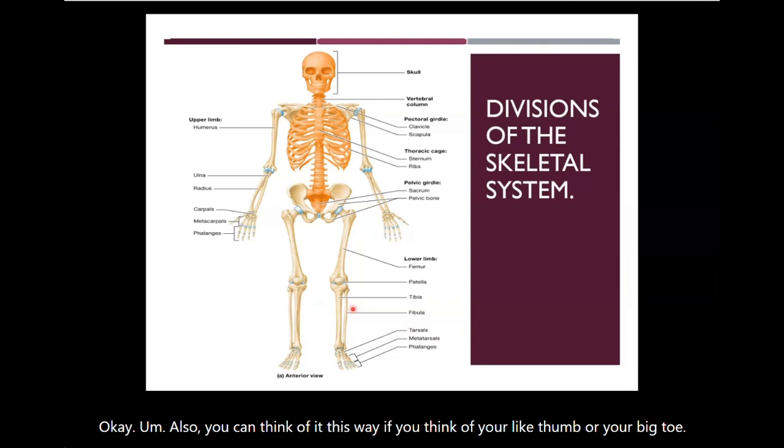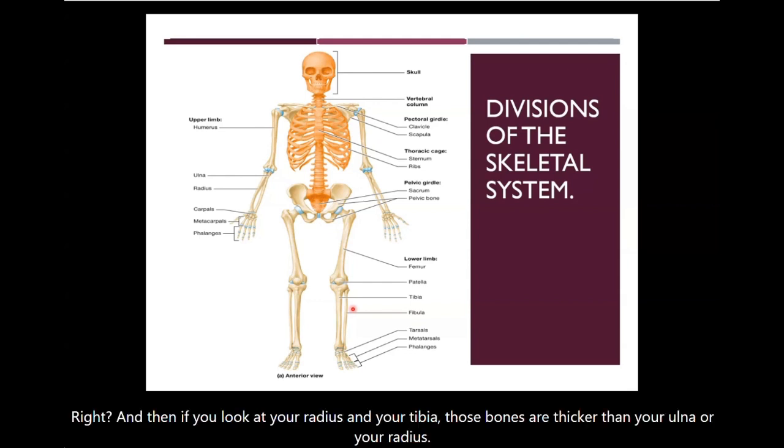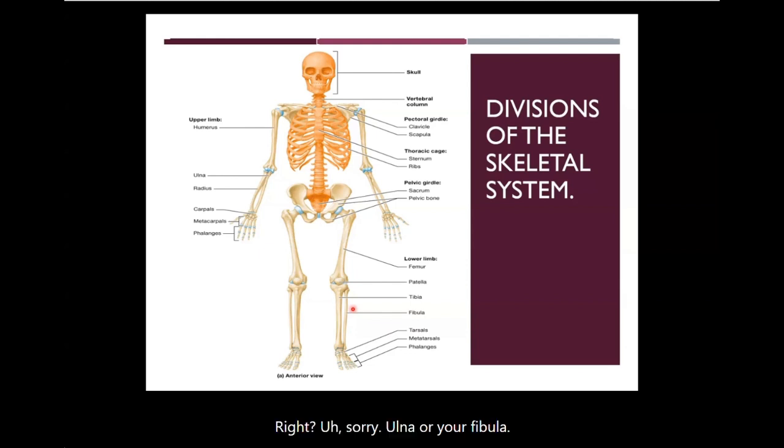Also, you can think of it this way. Your thumb and your big toe are thicker than your other fingers and toes, right? And if you look at your radius and your tibia, those bones are thicker than your ulna, sorry, your ulna or your fibula, right? So you can think of it that way as well.